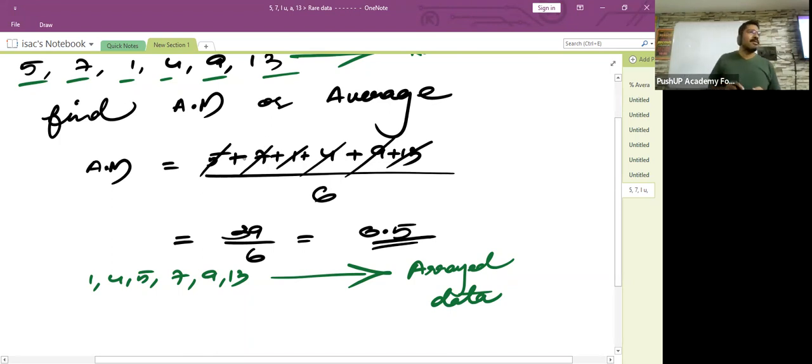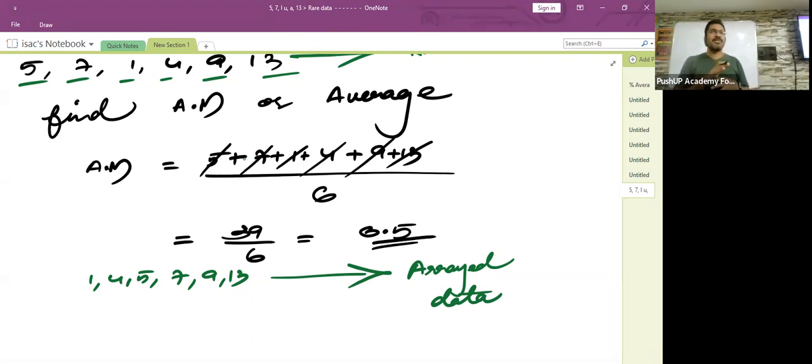But when you are arranging the raw data in ascending order or in descending order, children, please listen to this part. When you are arranging the data either in ascending order or in descending order, you call it arrayed data.